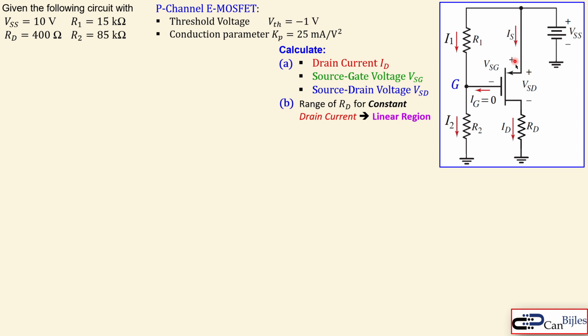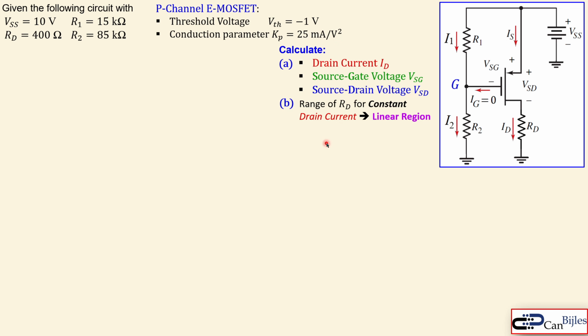Now you see also the currents are reversed compared to the N-channel MOSFET. The gate current is going out, the drain current is going out, and the source current is going in. The resistor values are shown here, and VSS is the DC voltage source for powering up the circuit. For the P-channel MOSFET, the threshold voltage is given in a negative form, so it is a negative value. And the conduction parameter is given as Kp instead of Kn for the N-channel. In this case, it's 25 milliamps per square volts.